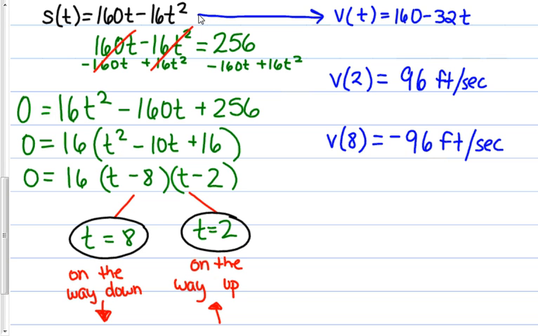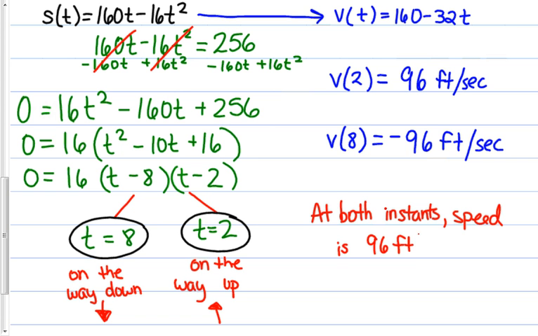Now speed. I can't forget about speed. It said, what is the velocity and speed? Remember, speed is the absolute value. So for t equals 2 seconds, the speed was 96 feet per second. It's the same as velocity. For t equals 8, the speed was 96 feet per second. It's still the same. It's just I don't get to make it negative because speed is positive. So I'm just going to write, at both instants, speed is 96 feet per second.